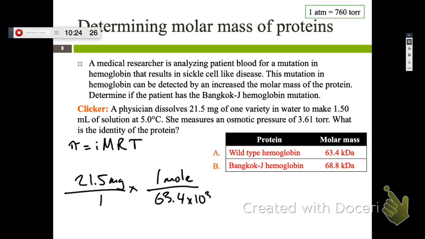So you take the 21.5 and you divide it by 1,000. I think we're doing the same thing, right? So 63.4 thousand is what I have here, grams per mole. And I'm using the number of grams and the molar mass of wild type, and then this will give me the number of moles of the wild type. And then you can divide that by the volume, right?